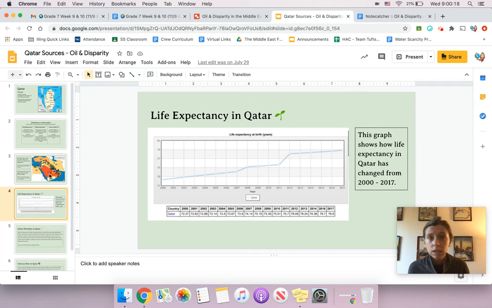Now, 2000 is on the left side of the graph. 2017 is on the right side of the graph. And I also have a chart giving me specific ages at the bottom. So in 2000, the average person in Qatar would live to 72. In 2017, the average person in Qatar would live to 78. We would say that life expectancy is improving in Qatar between these years because people are living longer lives.